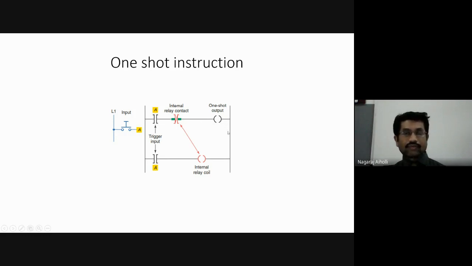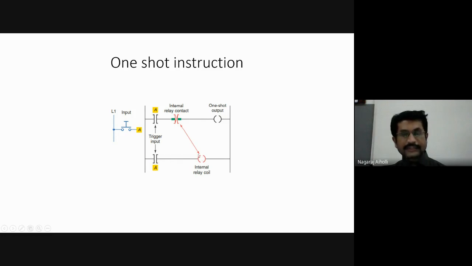This one shot output instruction output, this coil will be energized, and as it is energized, it will go from low to high. Now this contact is also energized. This is also related to input switch A only. So this is also energized. Fine. So as it is energized, it is going to make this rung true, the second rung, and the internal relay coil is energized.